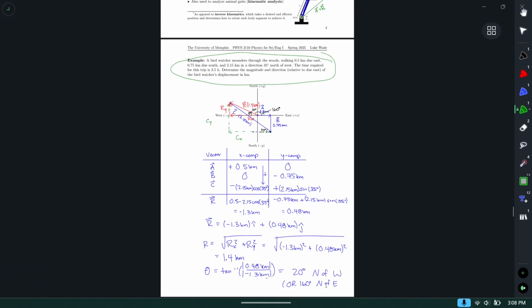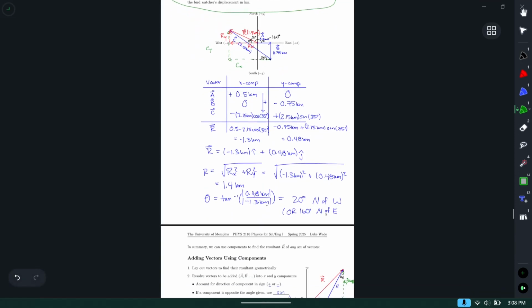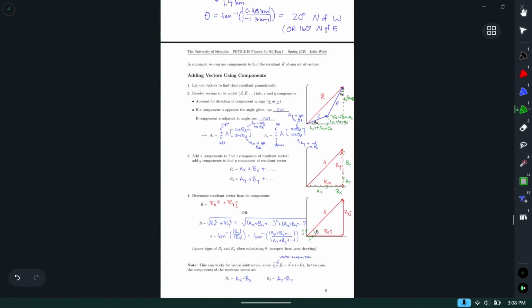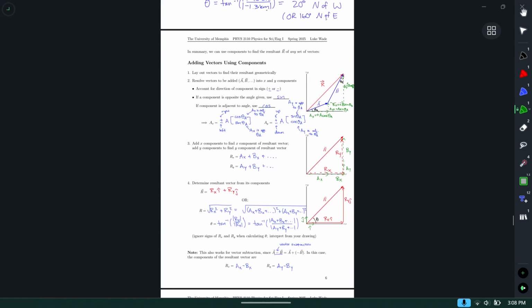You can definitely expect a question very similar to this one to show up, and it would be a pretty hefty point value one, like 15-ish points, because there's just so many steps to it. There are so many points to award or things that can kind of go wrong. This last page of chapter 3 is your summary of the entire chapter and how you add any set of vectors. So if you understand this page, you understand the chapter.